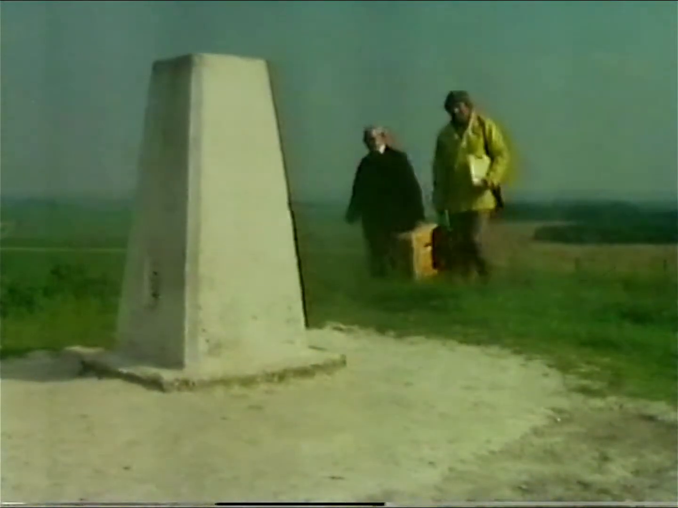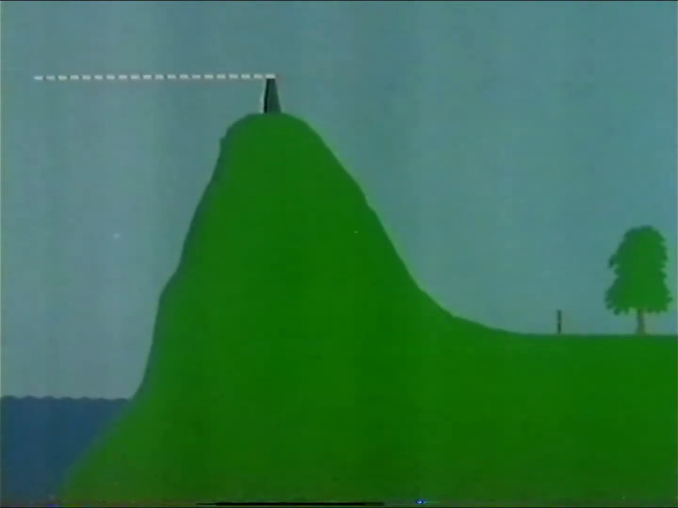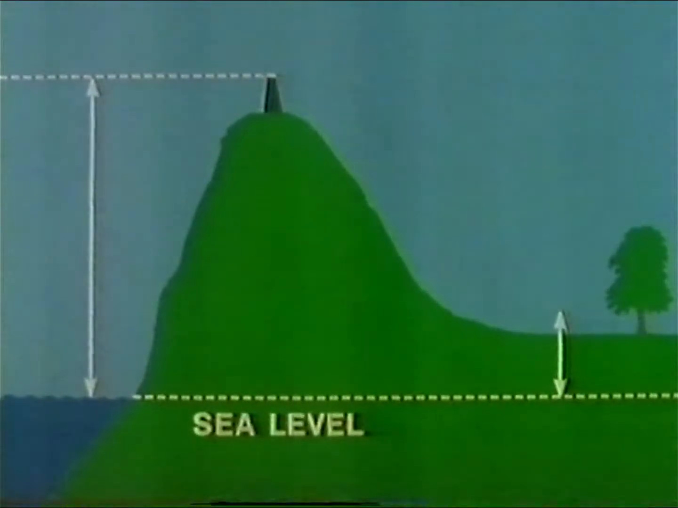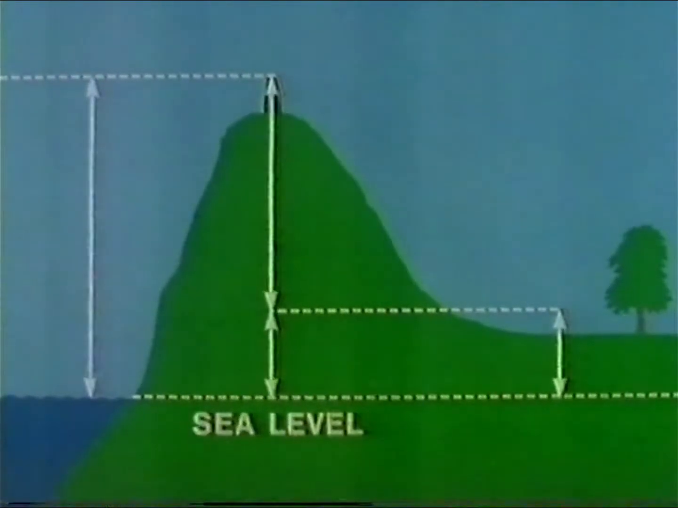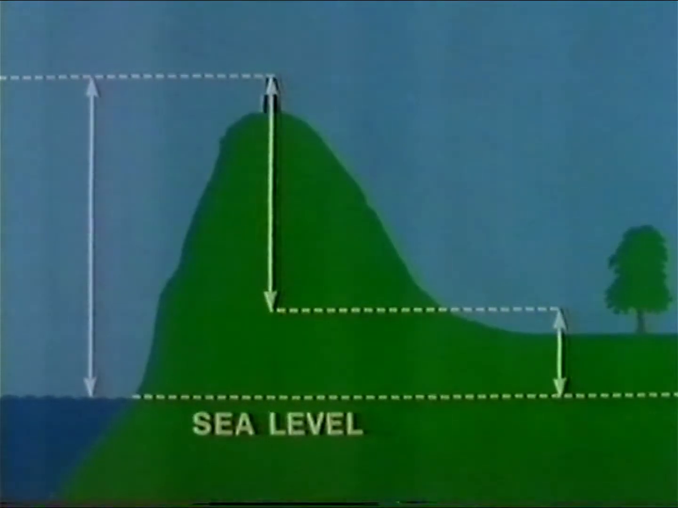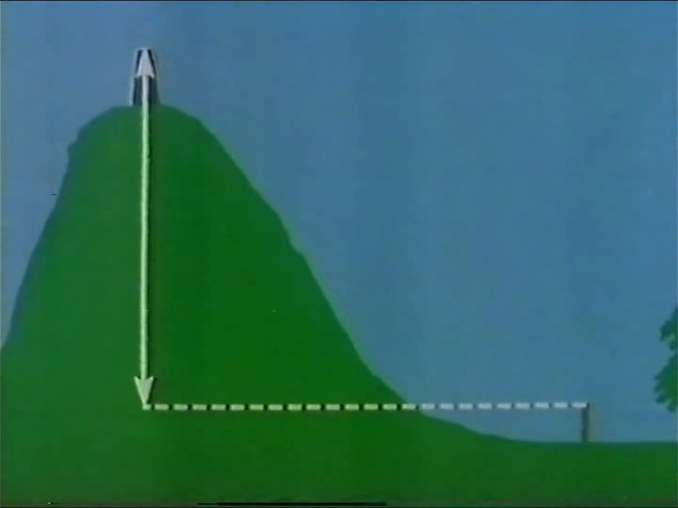The top of the pillar is already known to be 129.21 meters above mean sea level. But what matters is that they know the height of the hill above sea level, and they want to find the height of the corner of the fence. So it's only the difference in height that they need to measure. That's this distance. They can't measure it directly because this point is deep inside the hill. The only distance they can measure is this one.